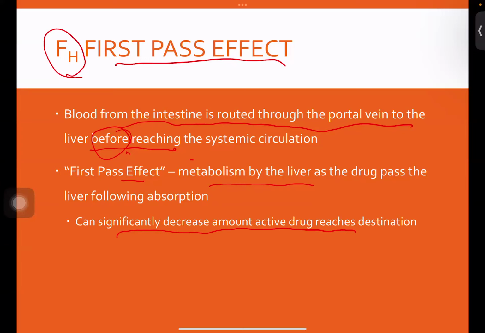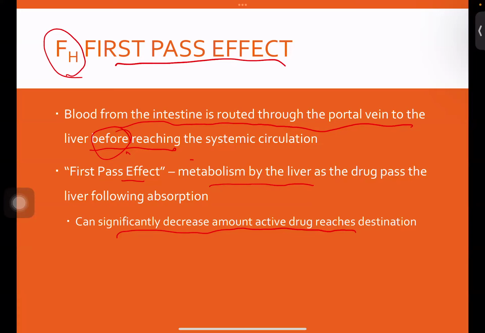Like nitroglycerin, we don't give nitroglycerin orally because it has a very large first pass effect. So how do we give nitroglycerin? Under the tongue, because that avoids the liver. Or we give nitroglycerin IV, or by patches, right? Different ways that are not oral.